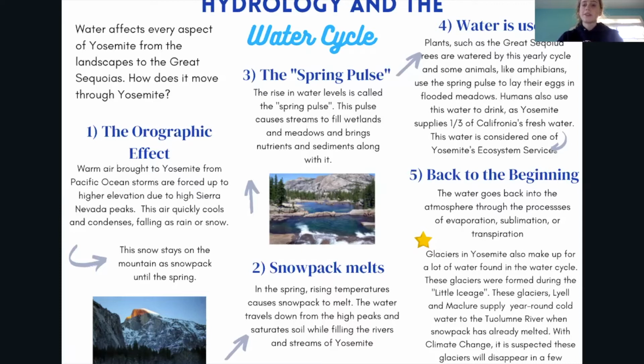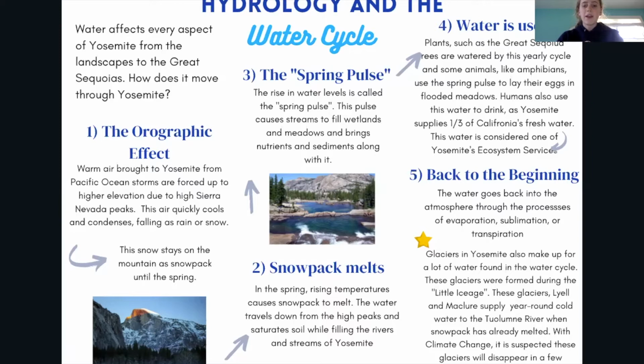Water is used, step number 4. Plants, such as the great sequoia trees, are watered by this yearly cycle, and some animals, like amphibians, use the spring pulse to lay their eggs in flooded meadows. Humans also use this water to drink, as Yosemite supplies 1/3 of California's fresh water. This water is considered one of Yosemite's ecosystem services.